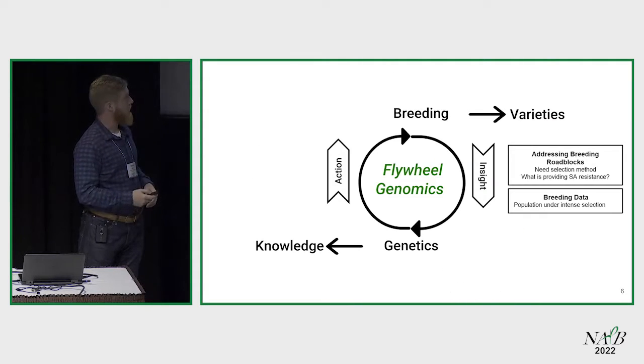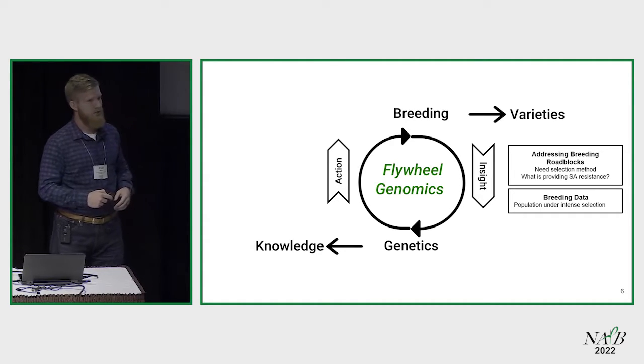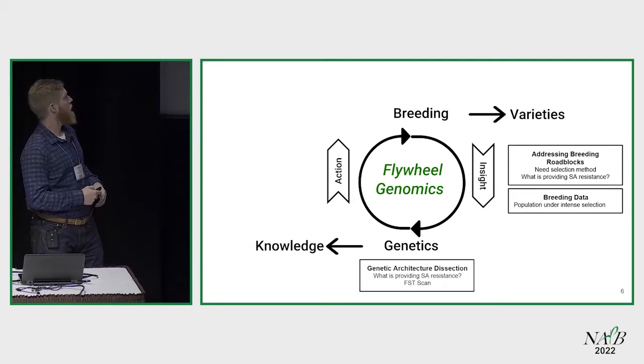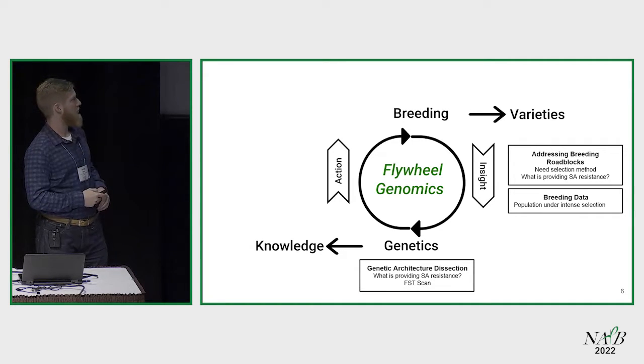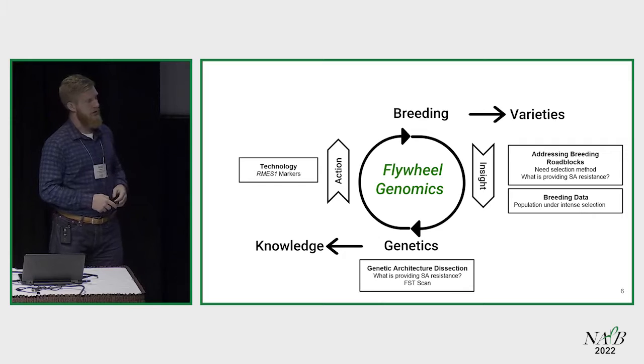So what did we do? They had issues. They had roadblocks. They needed a selection method. Right? They wanted to know what was providing the resistance. They gave us a population that was under very intensive selection. We did the architecture dissection and provided them back the technology.